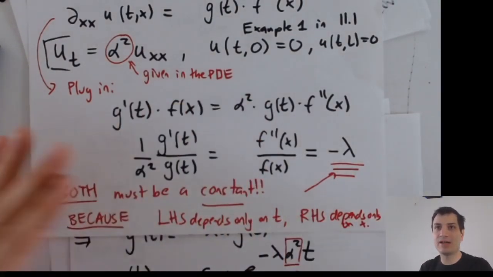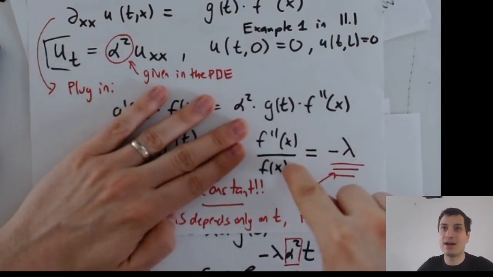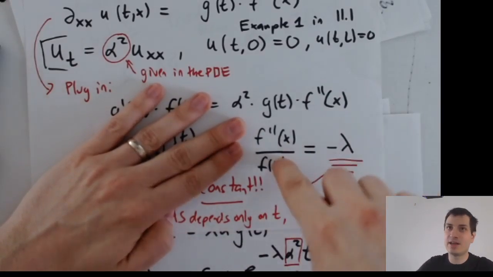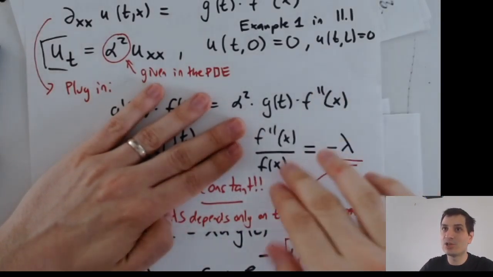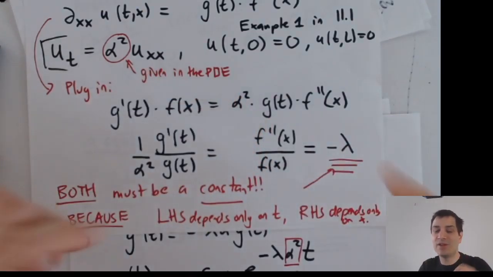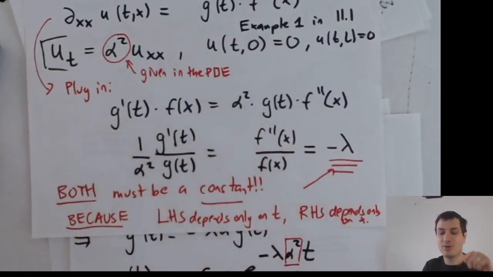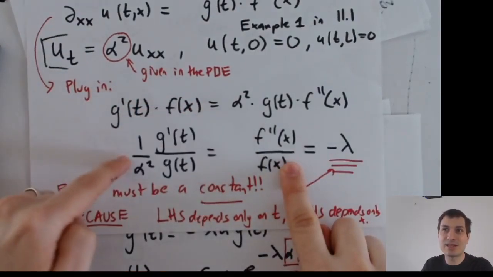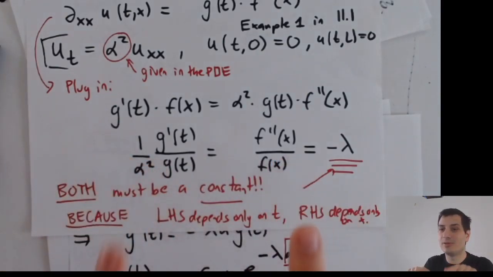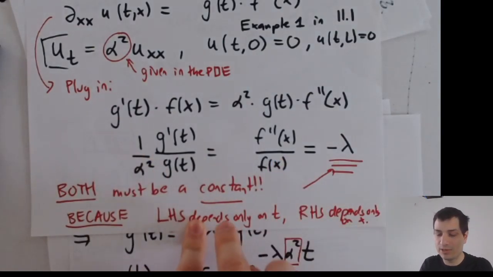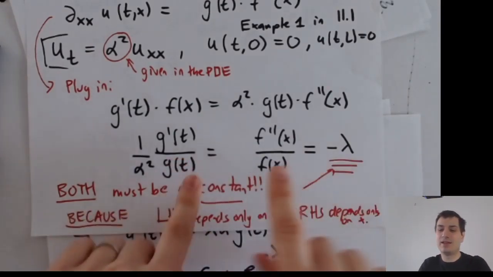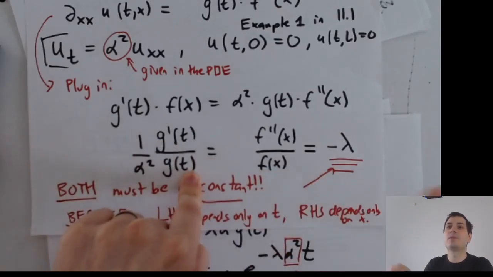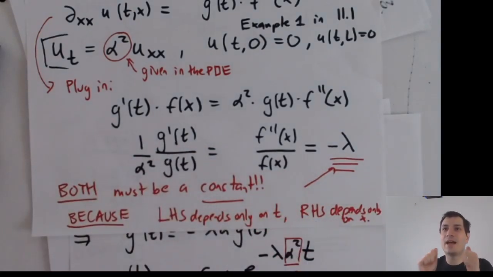And so if one of them wasn't a constant, let's pretend the right-hand side was not a constant, that means it's changing as x changes. But if you change the x value and leave the t value fixed, the left-hand side doesn't change. So the right-hand side, you told me it wasn't a constant, it was changing, but the left-hand side is a constant. So that is why, because one side depends only on t, one side depends only on x. That means these two things both have to be constants, or else you get a contradiction. You can't change one without changing the other. So that is why they both have to be constant.